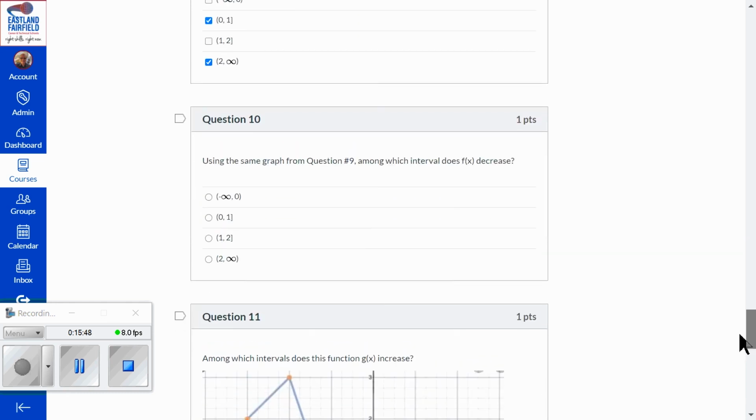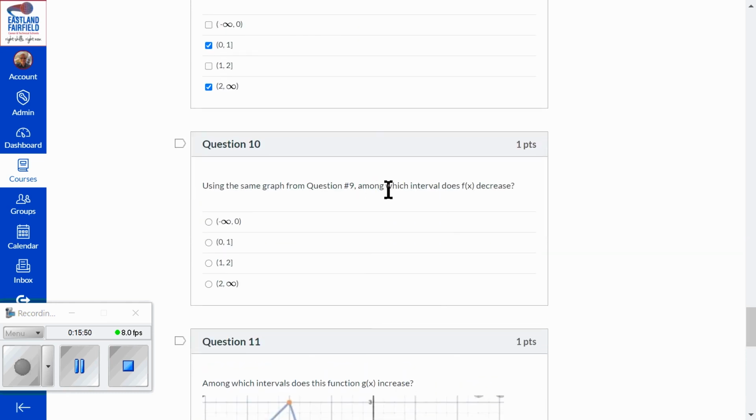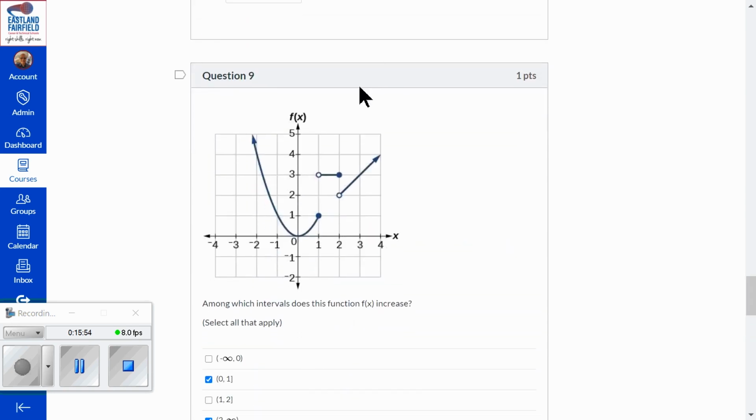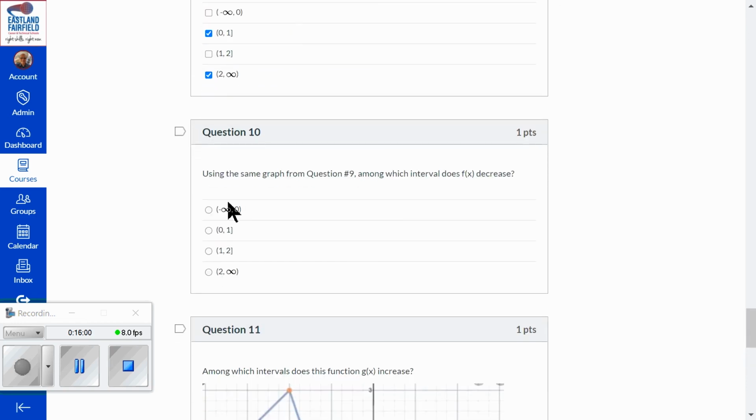And then question 10, using the same graph from question number 9, among which interval does f of x decrease? That would happen from the arrow to the 0. That's the only time this line has a negative slope. That would be represented with negative infinity to 0 using our interval notation.